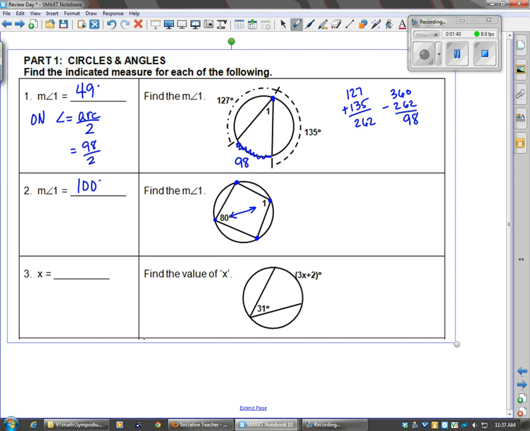Number 3, vertex on the circle. Therefore, angle equals arc divided by 2. Just make sure that you put everything in the right place. 31 is the angle. That equals the arc, which is 3x plus 2, cut in half. You can do this multiple ways, but my suggestion is to go ahead and cross multiply. So you have 62 equals 3x plus 2. Subtract the 2. Divide by 3, and x is 20.